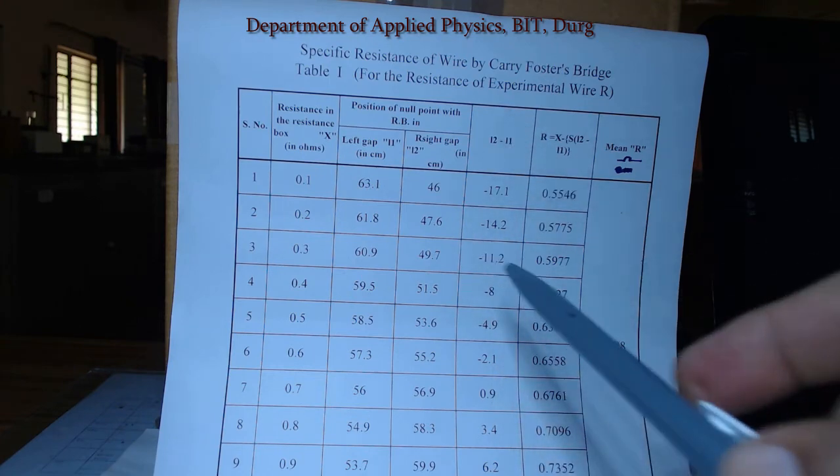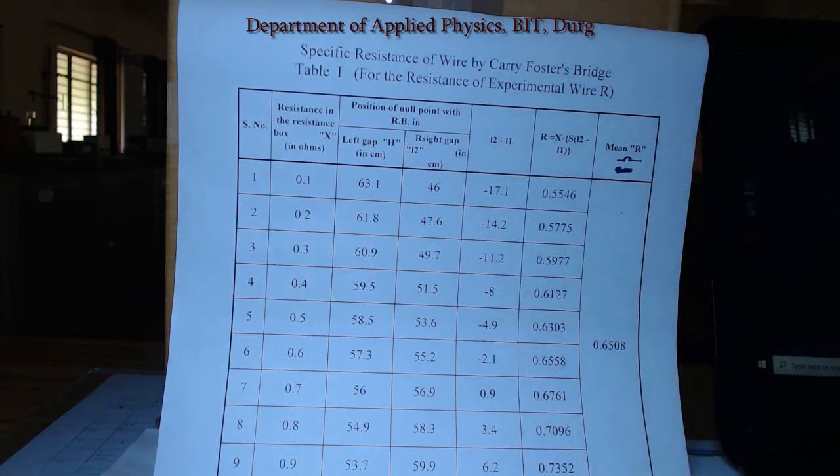In the case of the first table, all the readings were positive. In the second table, the first few readings give a negative value of L2 minus L1, and for the others it is giving positive. So it is not a mistake, it should be like that.